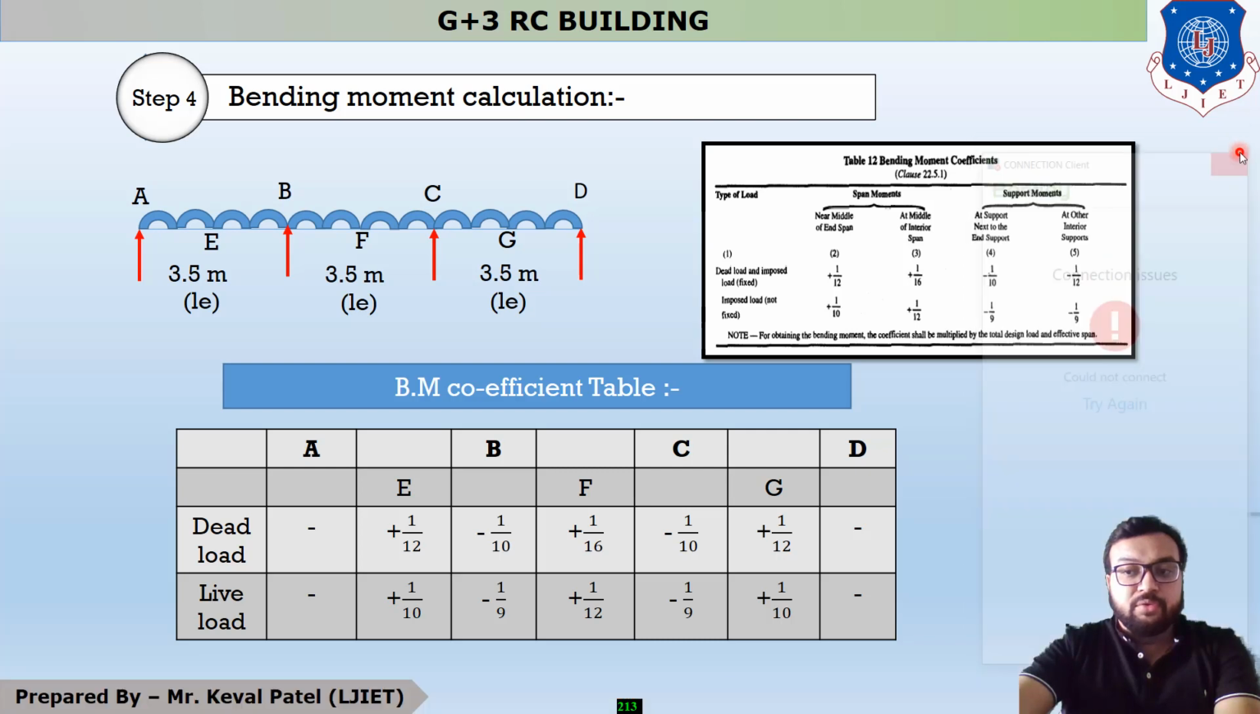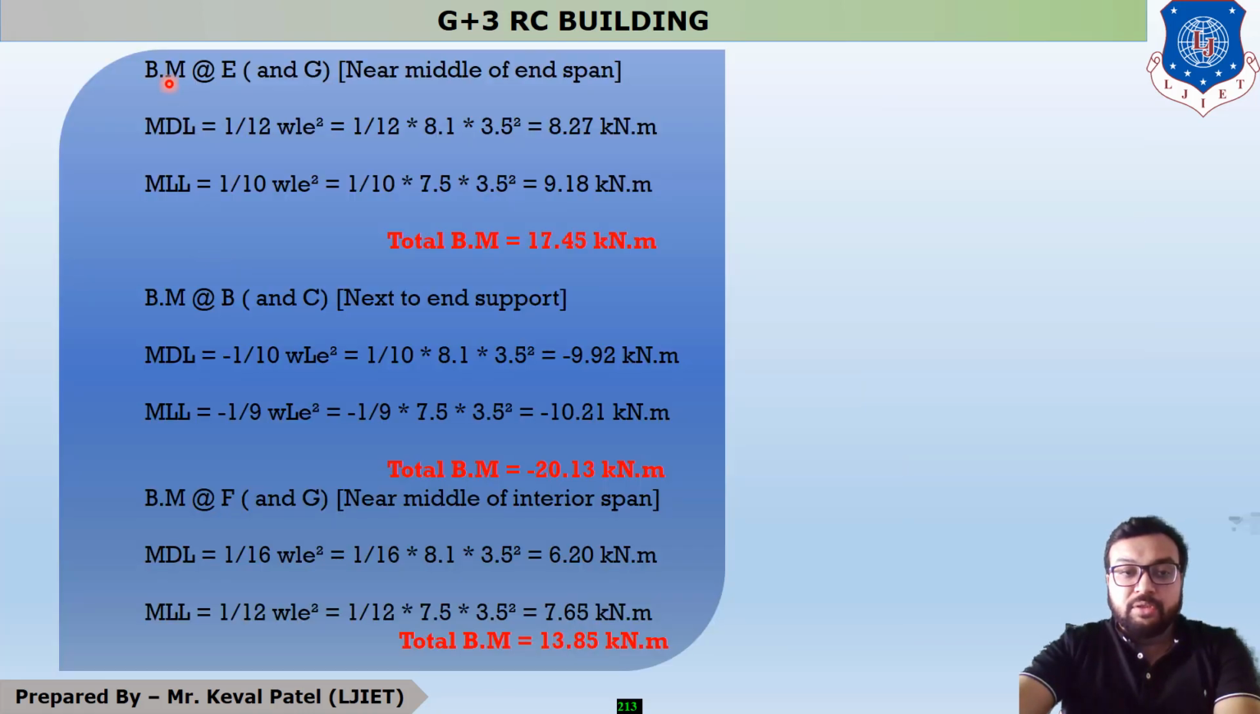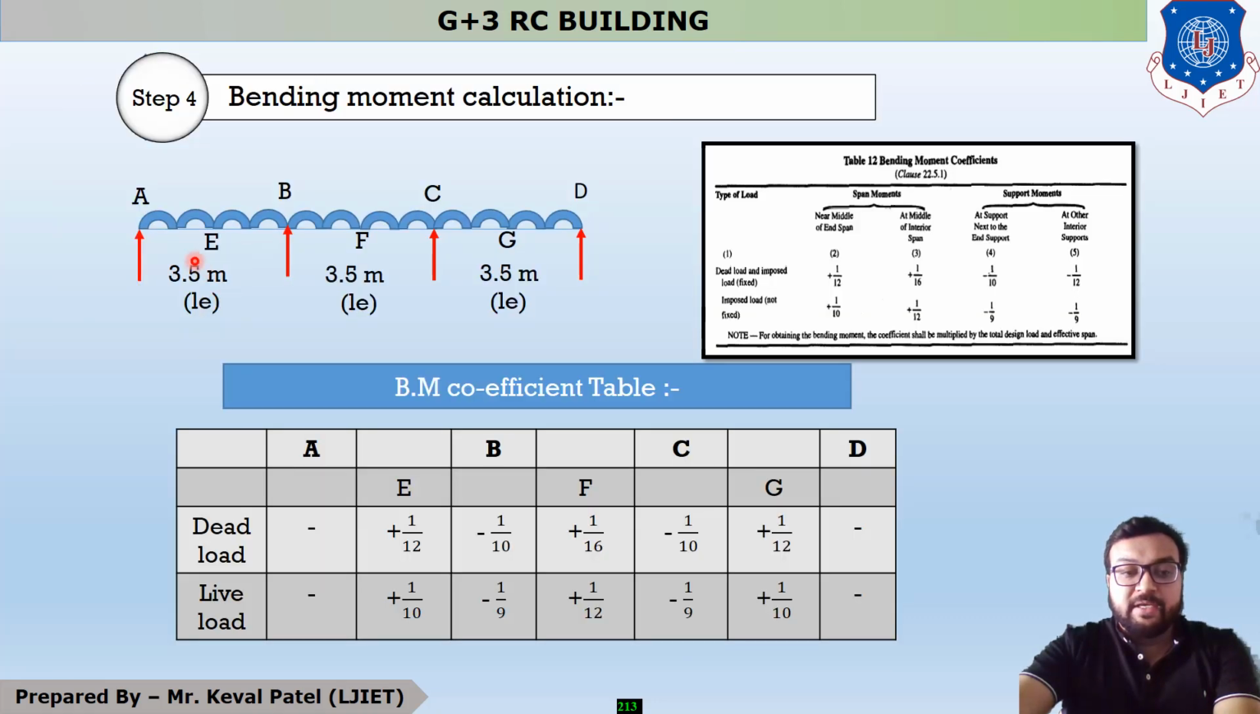So we have to find out our bending moments. You can see that the coefficient for F remains separate. The coefficient of E is equal to the coefficient of G, and the coefficient of B is equal to the coefficient of C. So first of all, we find the bending moment at E, which is equal to G, because the coefficient of E is equal to the coefficient of G.